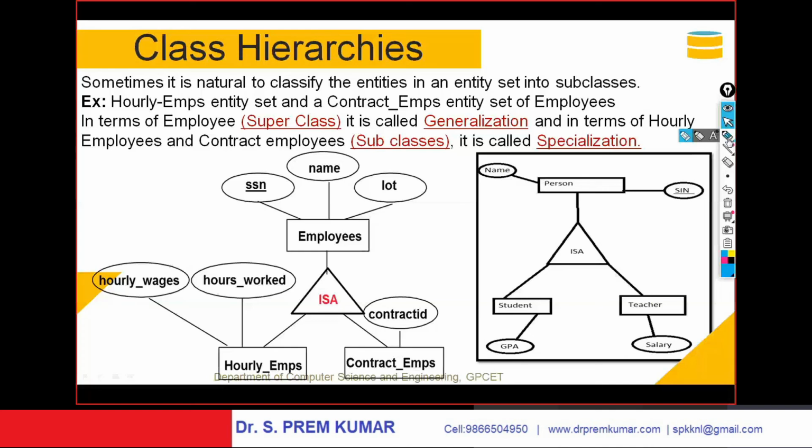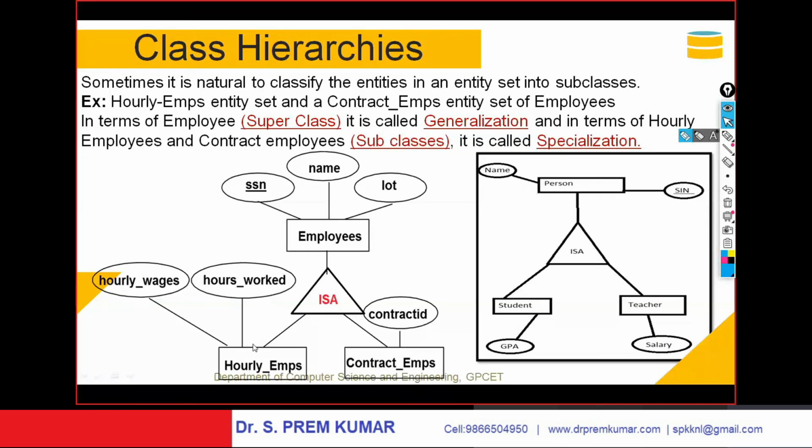Coming to these employees, there are two categories of employee. The ISA relation: employee is an hourly employee, employee is a contract employee. Observe carefully. Under employees, there are two categories. Hourly employees charge per hour worked; they take hourly wages and hours worked. He worked for 10 hours, per hour he is charging 500 rupees, 500 into 10, 5,000 rupees. That is the style of attributes.